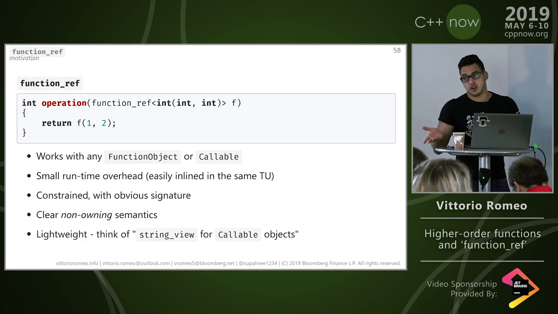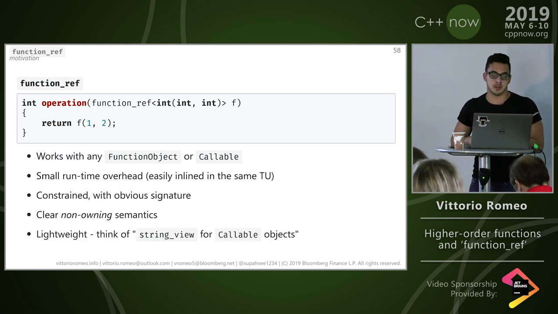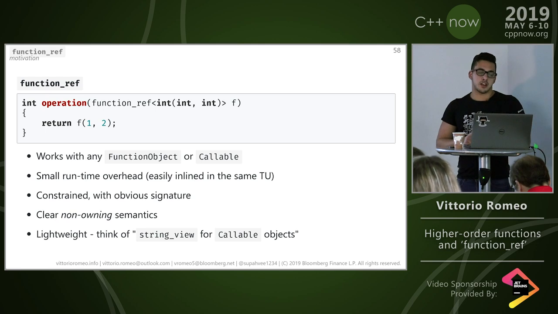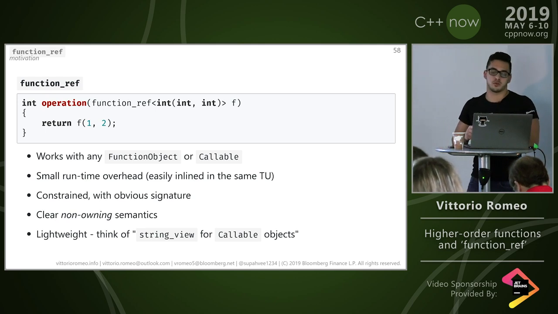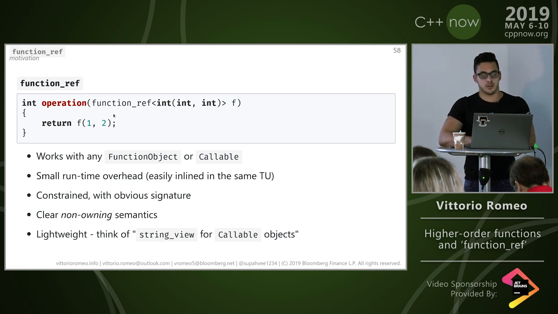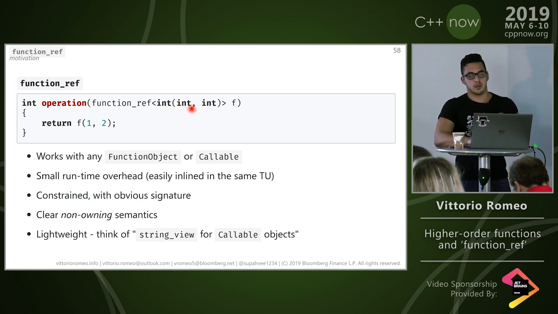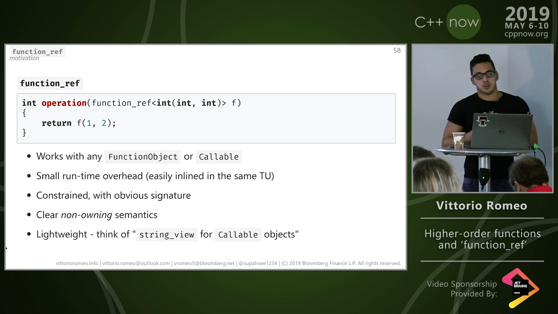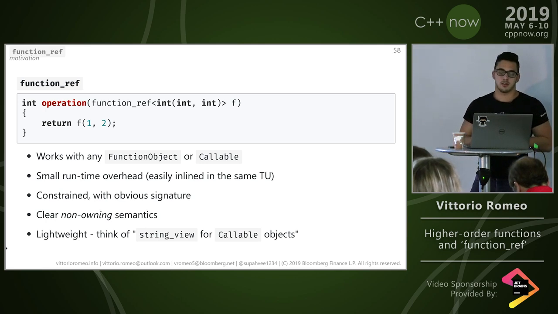So this brings us to function_ref. This is the paper I proposed for C++20, and there's a high chance of making it into 20, worst case scenario 23. As you can see, the syntax is very similar to std::function. You just have your function_ref, and you provide your return type and argument types, and then you can invoke it as normal. So this works with any function object or callable, like std::function.